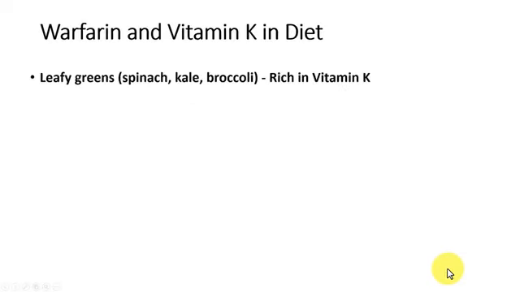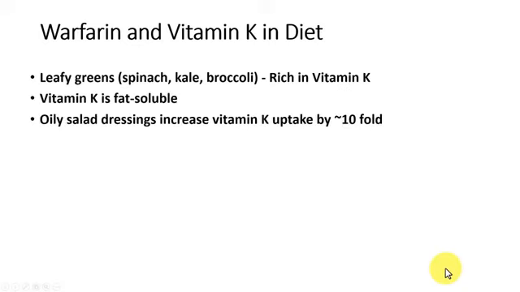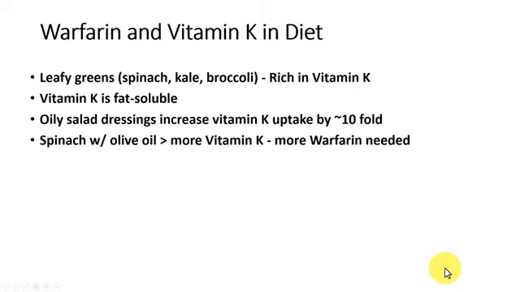Warfarin, remember, is an antagonist of vitamin K. So leafy greens such as spinach, kale, and broccoli are rich in vitamin K. Vitamin K is fat soluble. Therefore, oily salad dressings can increase vitamin K uptake, or adding butter on your broccoli. Spinach with oil, such as olive oil, will increase vitamin K up to about 10-fold, and therefore the person will need more warfarin.